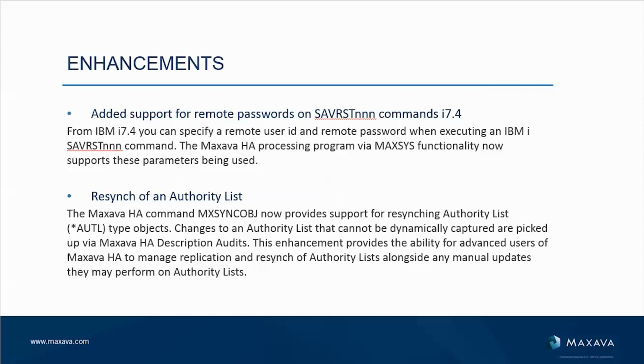Enhancement, resync of authority list. The Maxava command mxsync now provides the support for resyncing authority list type *AUTL objects. Changes to an authority list cannot be dynamically captured and are picked up via the Maxava HA description audits. This enhancement provides the ability for advanced users of Maxava HA to manage replication and resync of authority lists alongside the manual updates they perform on an authority list process using the mxsync request.